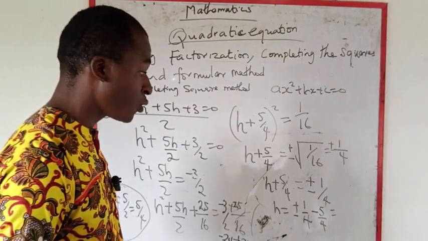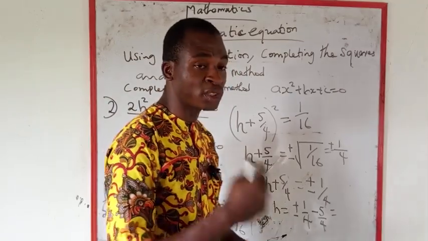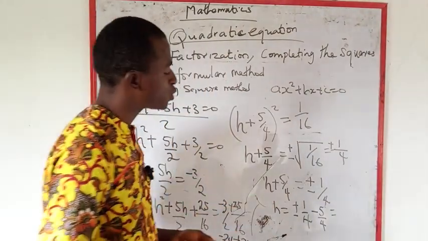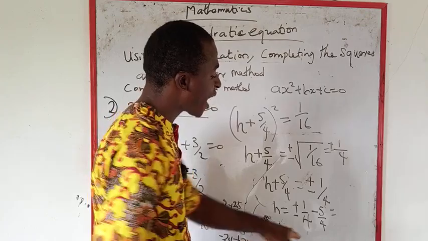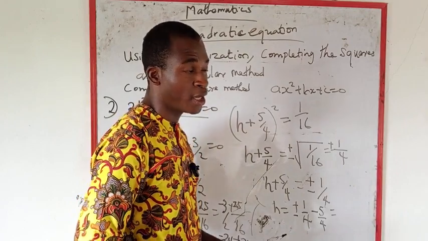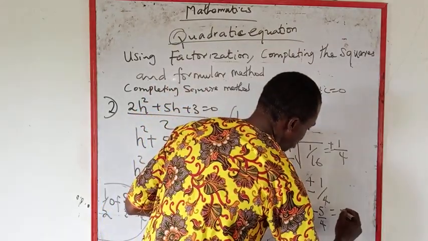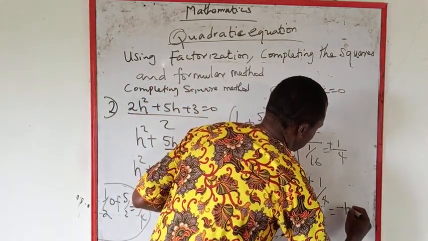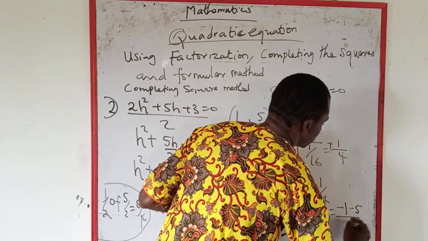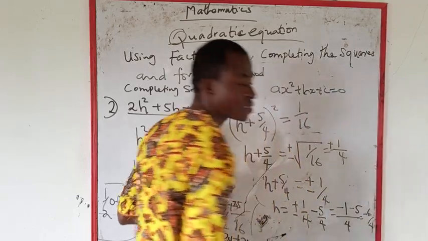And don't forget, what we are saying is that this plus or minus 1 over 4 means that at one point in time we will use it as plus 1 over 4, at the other point in time we use it as minus 1 over 4. When we have the same denominator, it's very easy for our fractions. We just go directly. So the very first value of h is plus 1 minus 5 over 4, which is equal to minus 6 over 4. Can we see that?